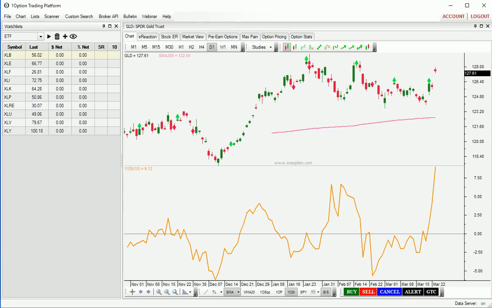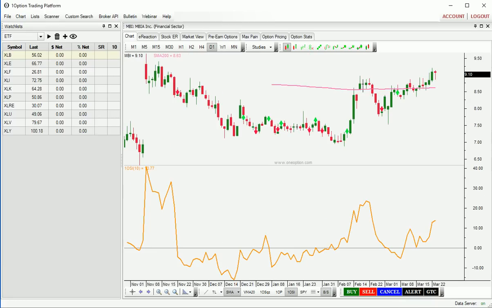GLD. GLD has gotten through that horizontal resistance level. It's contra to the market. So yeah, we've seen some flight to safety in gold. I'm not big on this one because the reason gold is strong is because the market is weak.